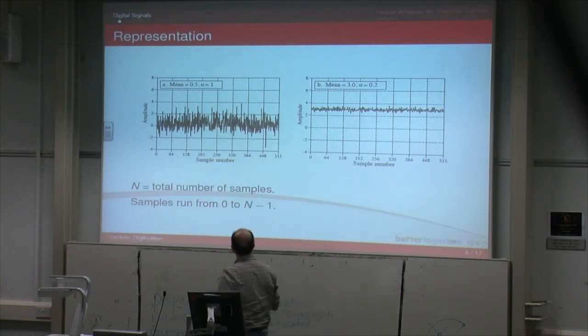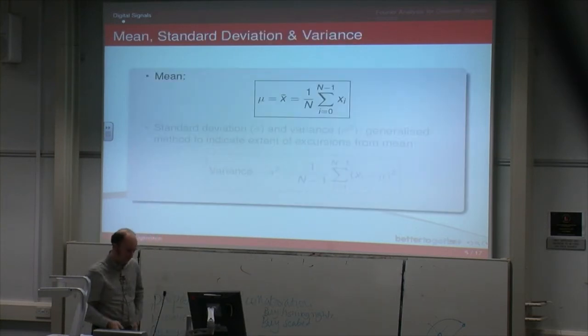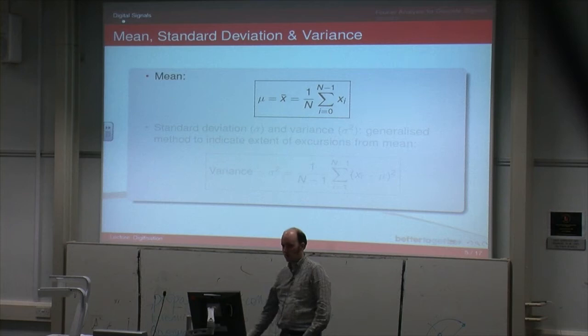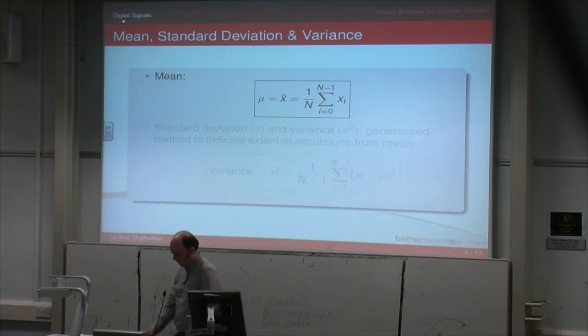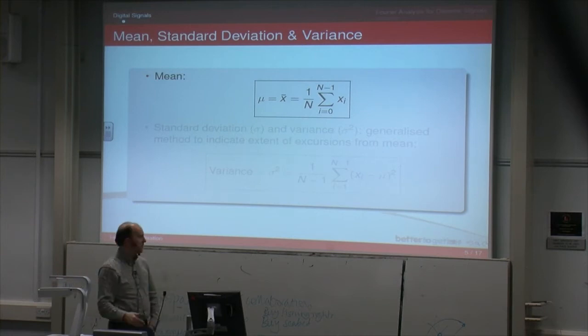So yeah, we've got 512 samples from 0 to n minus 1. Now the mean is denoted by mu, or x bar, with the bar over the top. And that you should all be aware of: you add up all your values and you divide it by the number of values you've got.